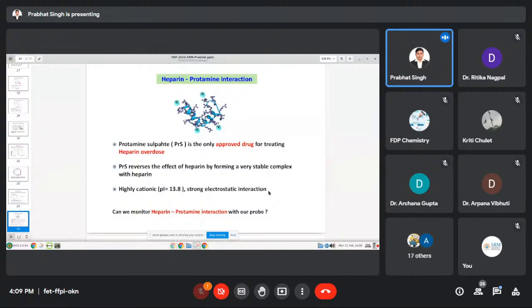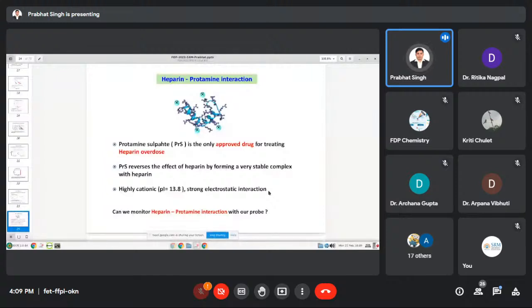In one of my very previous slides, I said that heparin is all good. It is used as an anticoagulant. It is used for deep vein thrombosis. A lot of good therapy is being done with heparin. But if it crosses beyond a certain limit, then it is dangerous. It is life-threatening. So you have to monitor, and if you find that there is a heparin overdose, what are you going to do with it? You have to neutralize it. So protamine is an arginine-rich polycationic peptide, which is the only approved drug for treating heparin overdose. So that is where the interest in protamine heparin interaction comes.